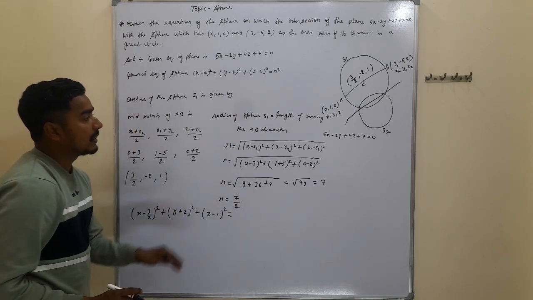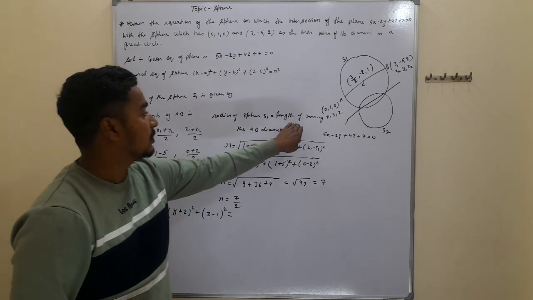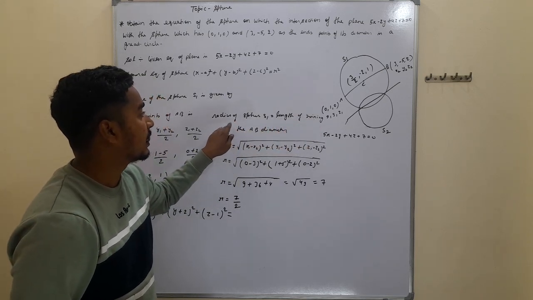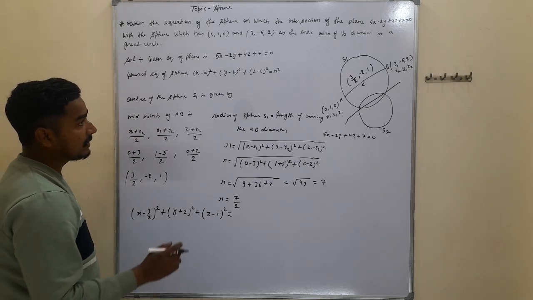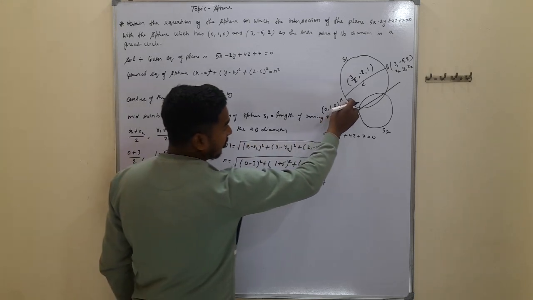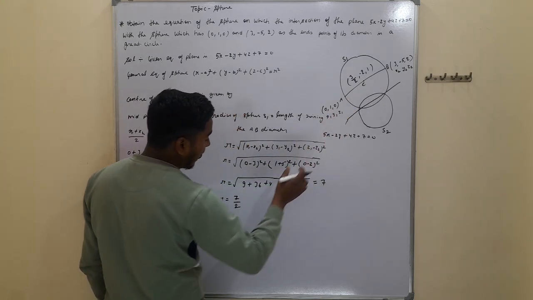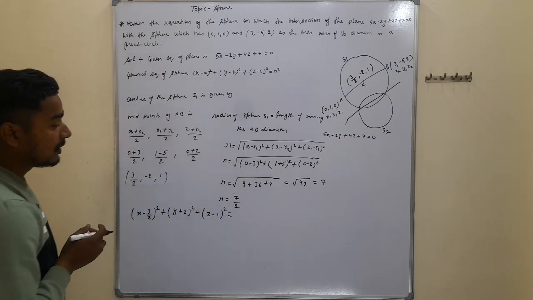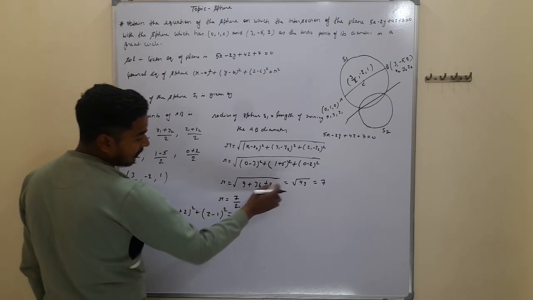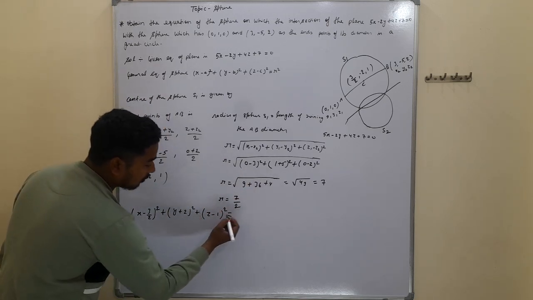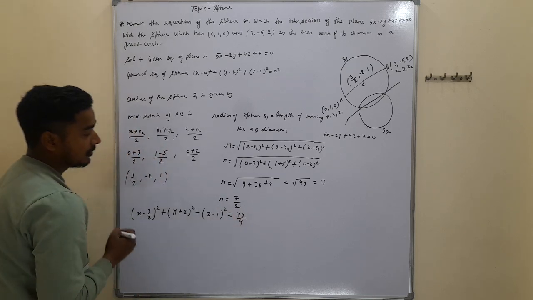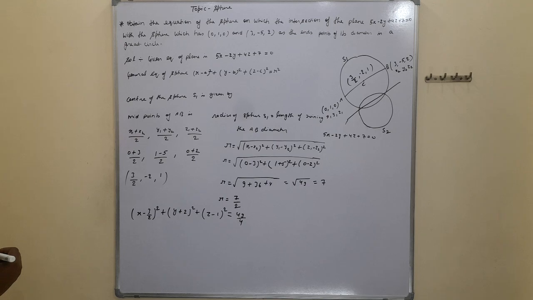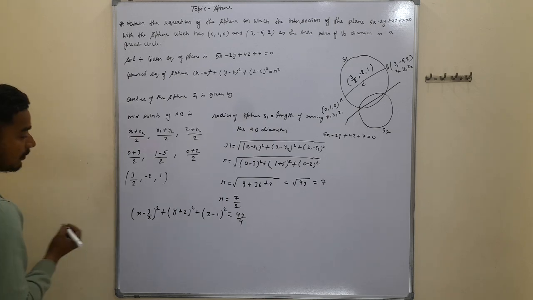We have to calculate the radius of the sphere S1, whose diameter is the line joining AB. The radius is half the length of the diameter, so we get 7/2. Squaring gives 49/4, and further we have to simplify.